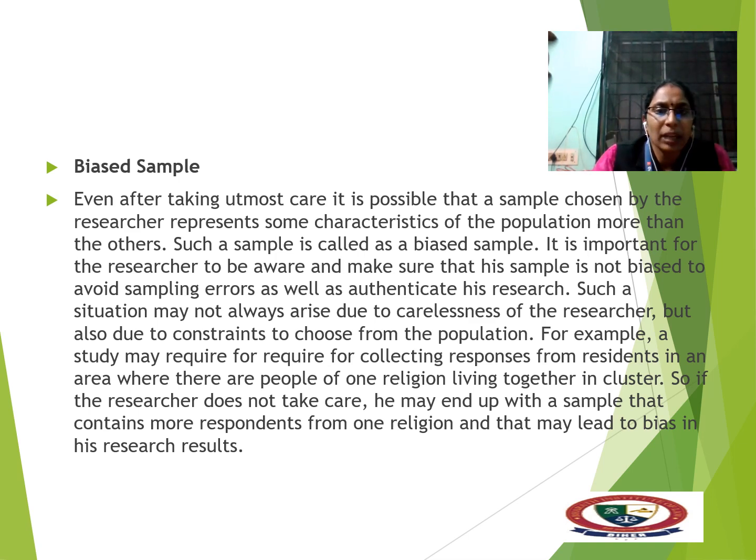Such a situation may not always arise due to the carelessness of the researcher, but also due to the constraints to choose from the population. For example, a study may require collecting responses from the residents in an area where people of one religion live together in clusters. So if the researcher does not take care, he may end up with a sample that contains more respondents from one religion, and that may lead to bias in his research results.